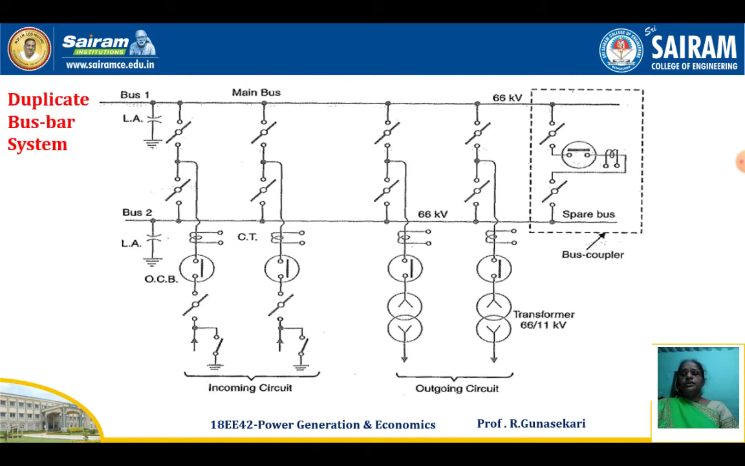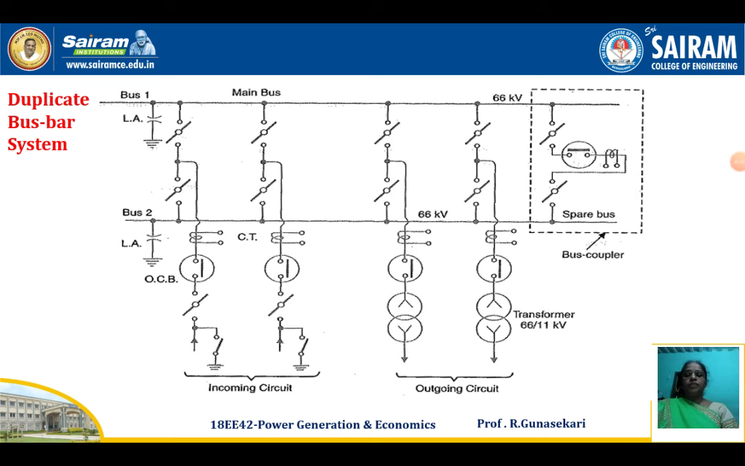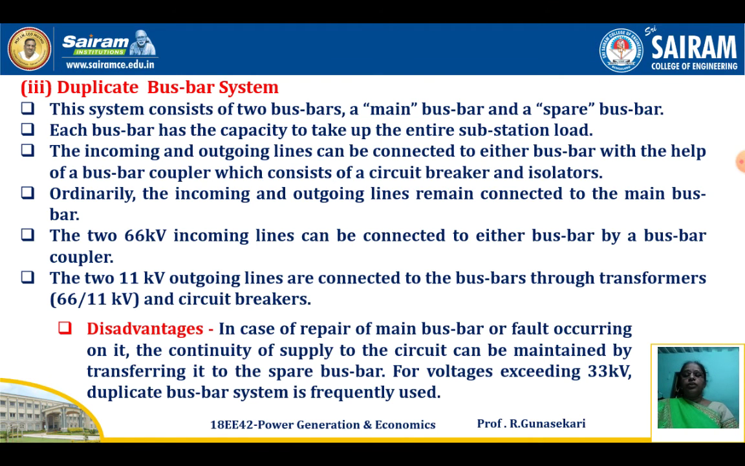Then the third type is the duplicate bus bar system. Now you see this diagram of the duplicate bus bar system. One incoming circuit, one outgoing circuit, and a spare bus is there. Why is this called a duplicate bus bar system? We are using two buses. One is the main bus, another one is the spare bus. That's why this is called a duplicate bus bar system. So now you can write the theory.